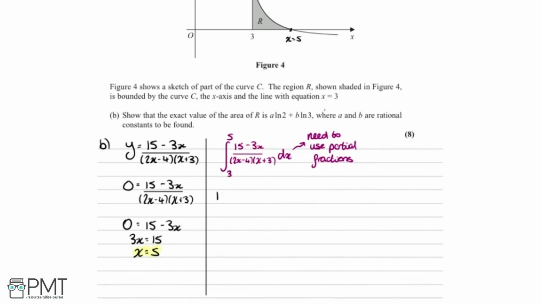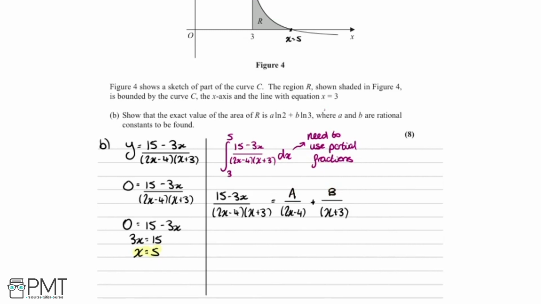So we're going to say that (15 minus 3x) all over (2x minus 4) multiplied by (x plus 3) equals A over (2x minus 4), and then we're going to add on to that B over (x plus 3). So our job now is to work out what A and B are.